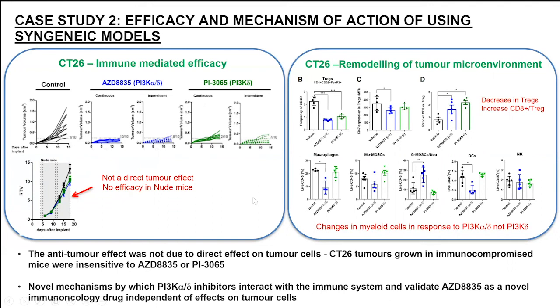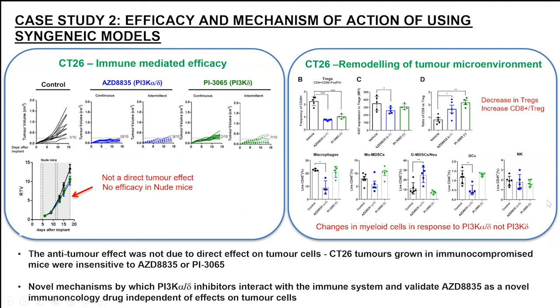So in order to explore the mechanism further, we were able to take the tumours after treatment with each of these agents and profile them by flow cytometry, so we could explore the infiltrating lymphocytes within the tumour microenvironment. On the right-hand side is some of the flow cytometry data from this publication, where we can see remodelling of the tumour microenvironment in response to both agents. So what we've seen was a decrease in Tregs, which are an immunosuppressive cell type, and an increase in cytotoxic CD8 positive T cells.